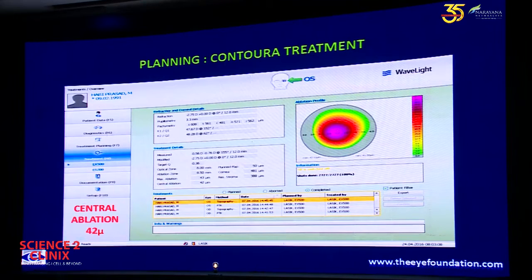I think we'll just move on to a couple of examples as to how we proceed with this. There is a new concept known as TMR, or topographic modified refraction, which was described by Kanellopoulos about 2 years ago. There's a handful of reports which say that the refractive outcomes are better as compared to the regular Contoura approach. So we'll have one hands-on demonstration as to how we do a TMR as well.